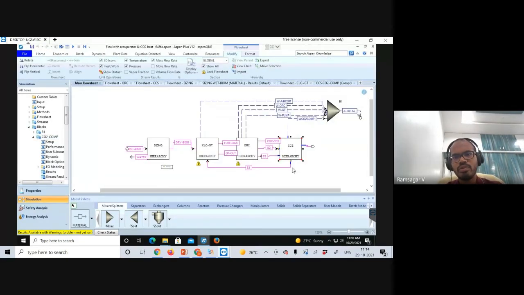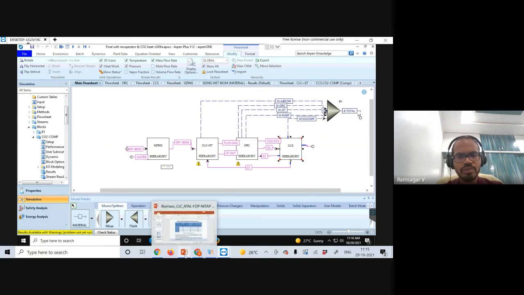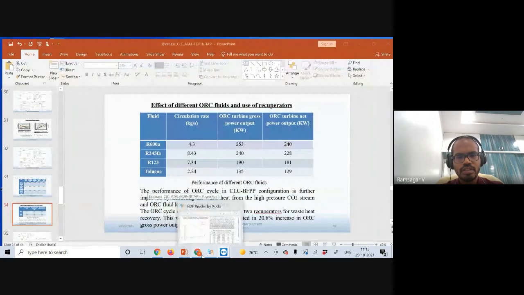So this is the whole flow sheet, and we have some power outputs and requirements. This is the ultimate value we are looking at. Like this, we simulated different power plant configurations, evaluated the performances, and suggested some efficient process configurations with power production and cogeneration or integration of CCS and CCUs, etc. With this, I would like to end the presentation.